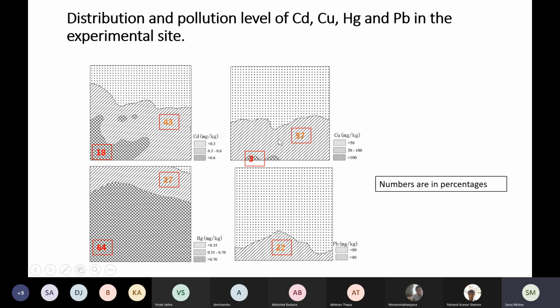In a similar manner, data is also collected for copper. In this area, the concentration of copper is less than 50 milligram per kilogram, and in this area it is between 50 and 100 milligram per kilogram of soil. So this is mildly polluted, and this is the least polluted. This will be the most polluted because here the concentration is 100 milligram per kilogram, but it only makes up 3% of the total soil. So this is your experimental site where you are going to carry out plantation of these ficus trees.